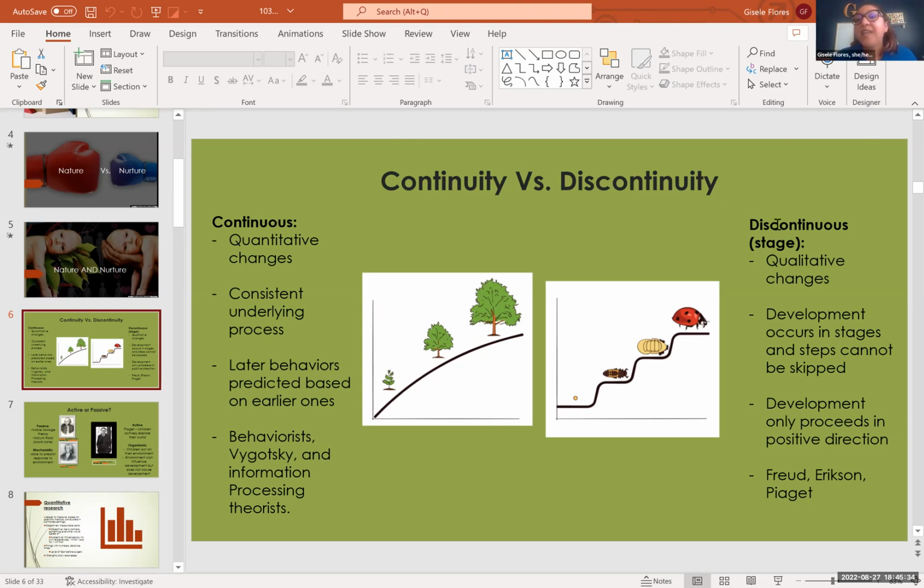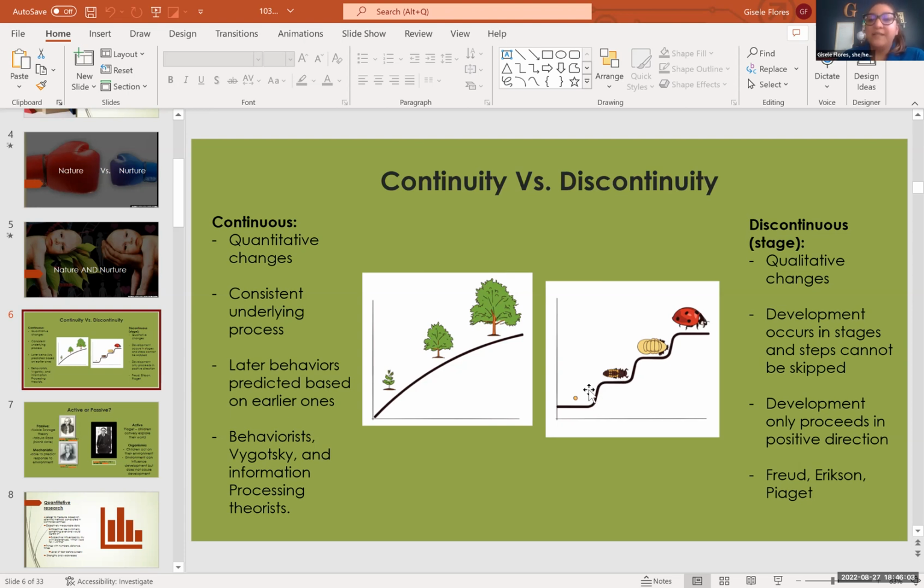So we have some control over where the child ends up by what we input in that child early in life. The discontinuous stage or the discontinuous theory of development is also known as the stage theory of development. And you're going to see several stage theorists in this chapter. And what they're looking at is qualitative changes. So what did the child do before? And they have to be able to do this before they're able to do that.